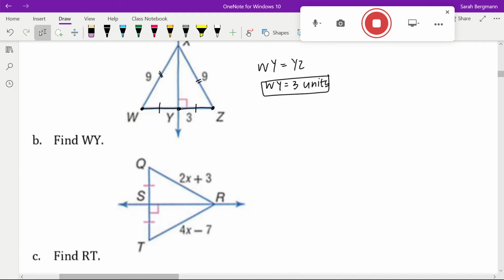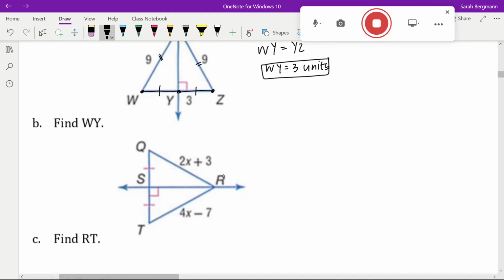Next, it says find RT. I see that point R is on the perpendicular bisector of segment QT. Therefore, point R is the same distance from the endpoints of the segment, Q and T. So I know that QR must be the same length as TR. So I can set up an equation. QR is 2x plus 3. TR is 4x minus 7.